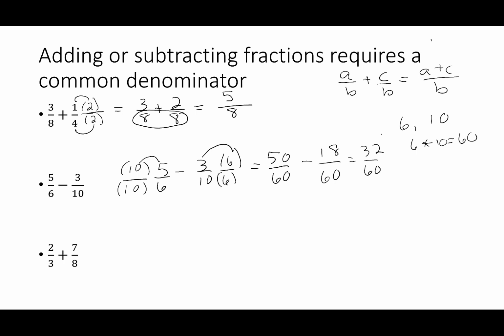Now what I want you to do is look at it and say, is that the best answer I could give? Could I make this any simpler? So I could think, well, 32 and 60 are even, so I could divide by 2. So 32 over 2 is 16. 60 over 2 is 30. So that got a little smaller. But then I think, look, they're still even, so let's do that again. 16 over 2 is 8. 30 divided by 2 is 15, and see how I got to 8 over 15.